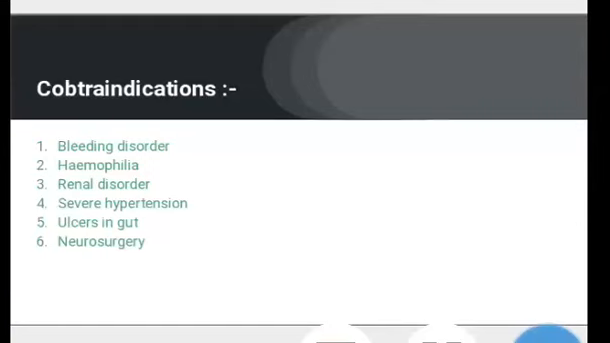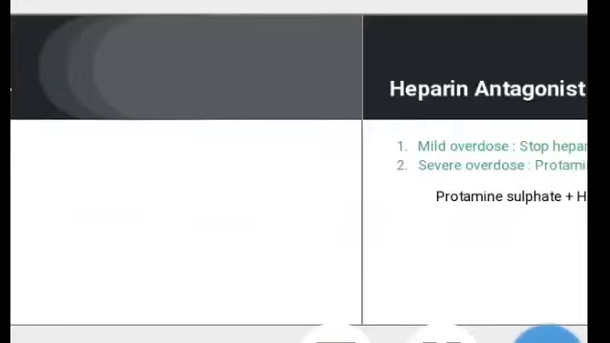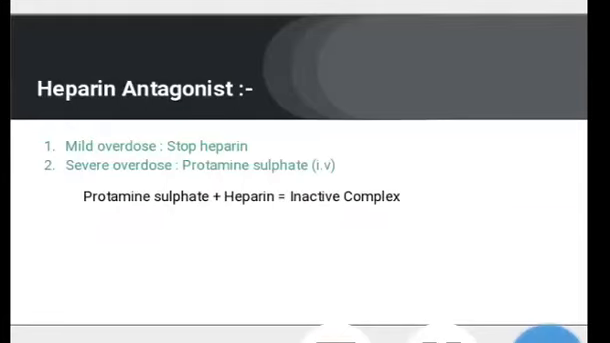Internal bleeding may be caused due to ulceration, and if heparin is used, the bleeding cannot be stopped. And in neurosurgery, there is an increased chance of internal bleeding in surgeries related to the brain. Then after the contraindications, there is the heparin antagonist.